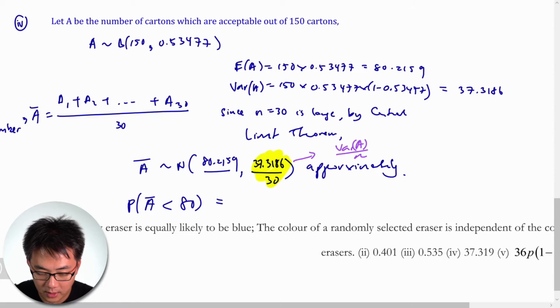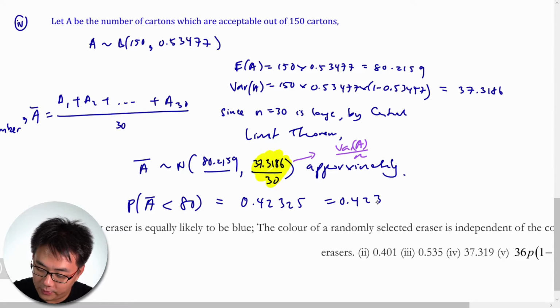negative 10 to the power 99, and the upper will be 80.2159, square root of 37.3186, divided by, this would be 0.42325.